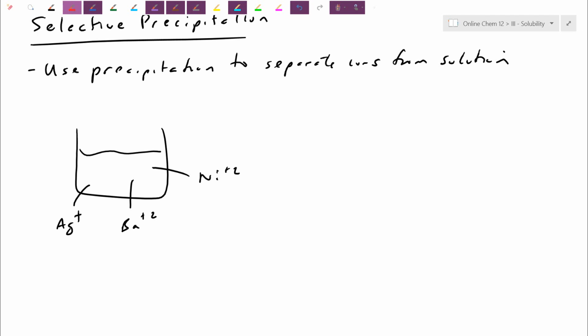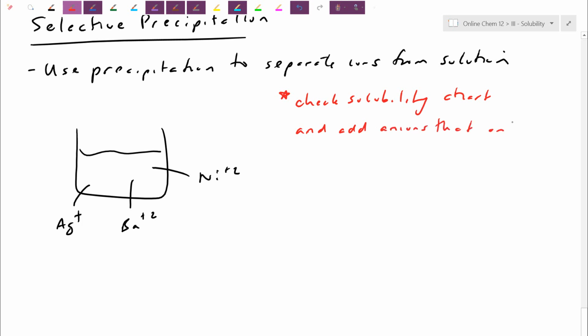And what we're going to do, there's actually multiple answers for this, but how you're going to do this here is you're going to check the solubility chart and add, in this case here, these are positive ions, so we're going to add a negative ion. Add anions that only precipitate one cation at a time. Eventually, I'm going to separate all three.